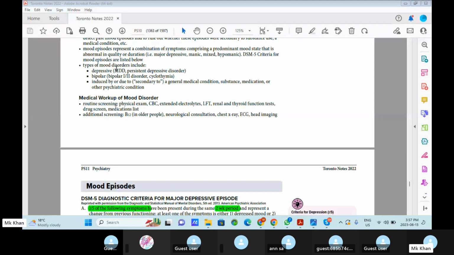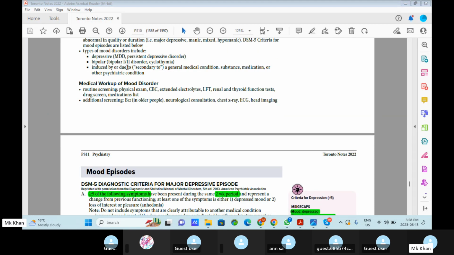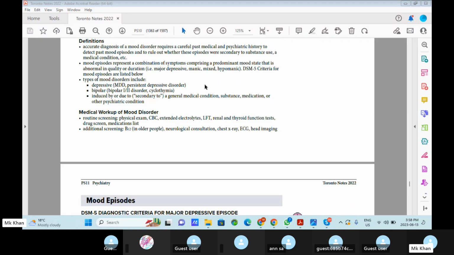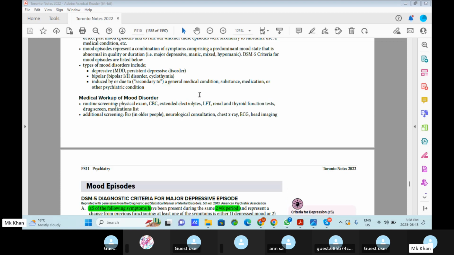So what are the main mood disorders? The first one is depressive disorders: major depressive disorder and persistent depressive disorder. We'll see the main difference between these two. The second one is bipolar: bipolar 1, bipolar 2, and cyclothymia. The third one is mood disorders induced by or secondary to general medical conditions, substances, and so on. Basically, the first two are important for psychiatry: depression and bipolar.